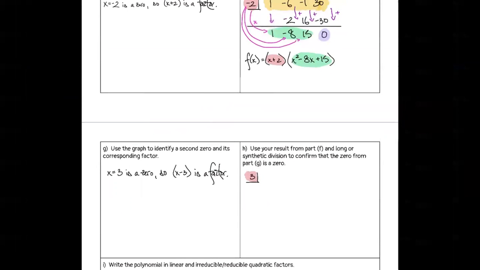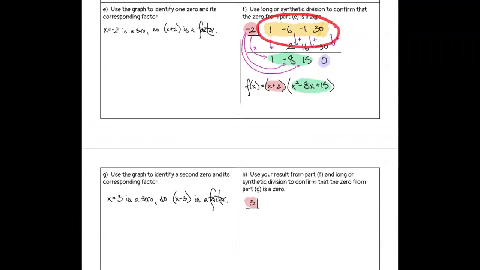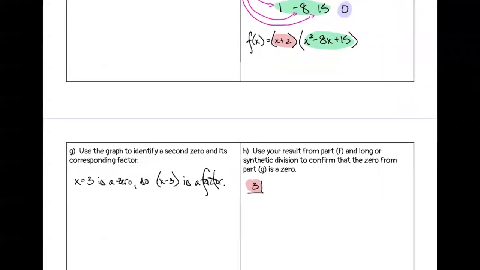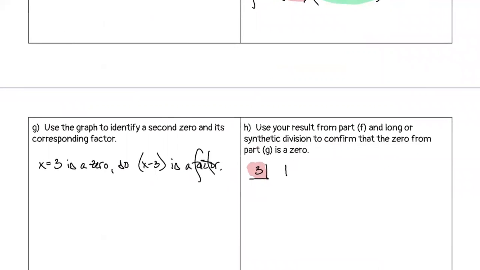Here's what we're going to do, okay? Remember, this part, x plus 2, is already factored. We only want to think about how to factor this green part. So instead of using these coefficients again, I'm going to use the green coefficients. So 1, -8, and 15.